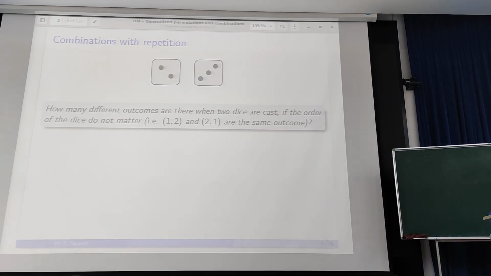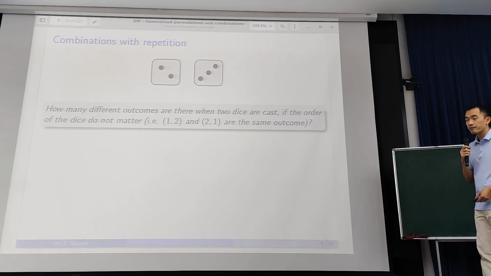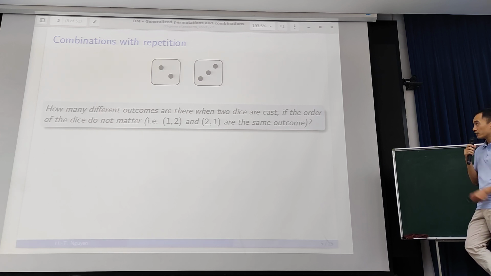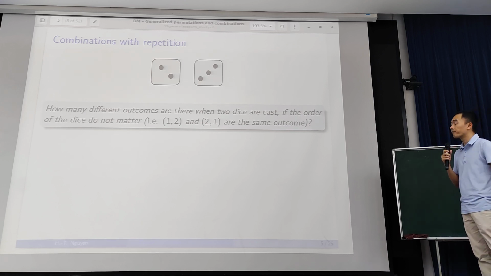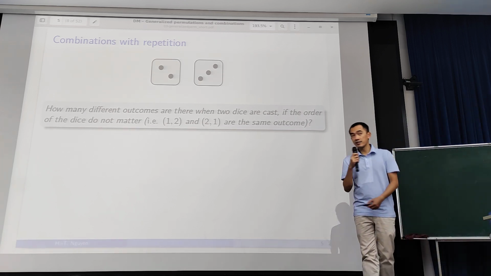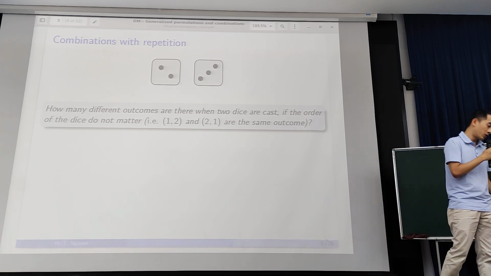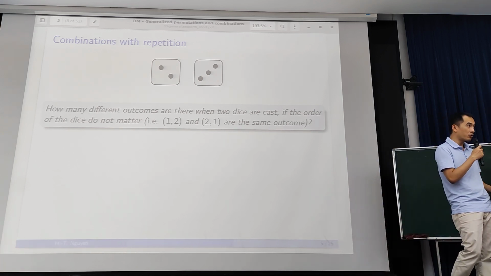What about the case if you have two identical dice, or in other words, you can consider throwing the same die twice? Then how many different outcomes are there? In this example, we say that the order doesn't matter. That means that if the first time you get 1, and the second time you get 2, it is considered the same outcome as 2, 1. Since the number of cases is small, you can list all the possibilities.